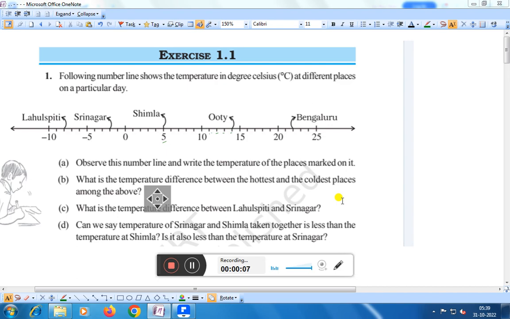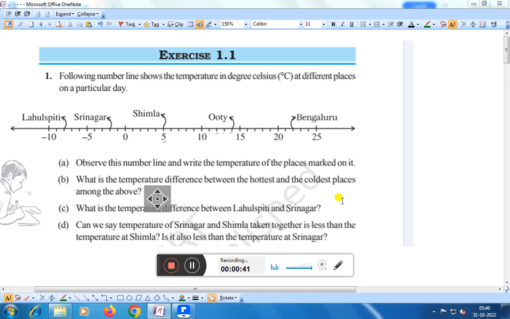The following number line shows the temperature in degrees Celsius at different places on a particular day. Observe this number line and write the temperature of the places marked on it. B: What is the temperature difference between the hottest and coldest places among the above? C: What is the temperature difference between Lahul Spiti and Srinagar? D: Can you say the temperature of Srinagar and Shimla taken together is less than the temperature at Shimla? Is it also less than the temperature at Srinagar?